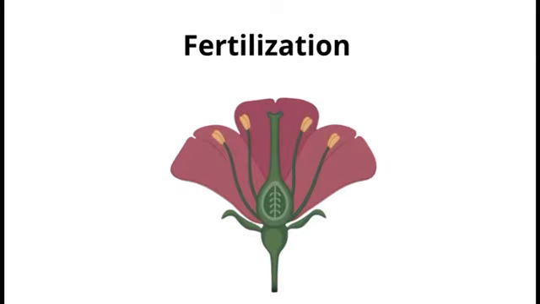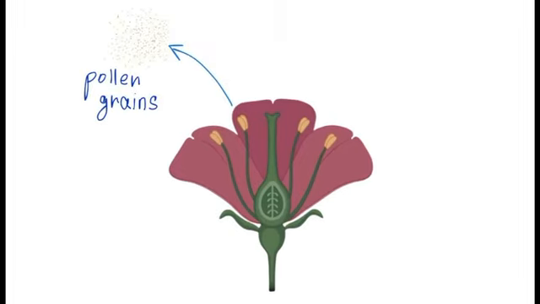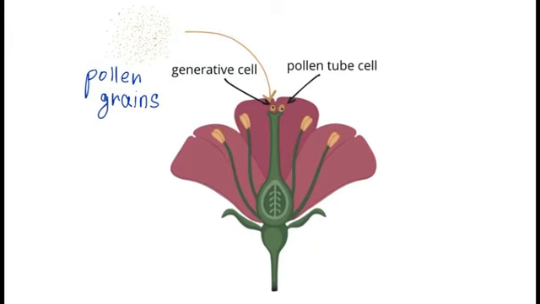And now let's talk about fertilization itself. First of all, we have a release of pollen grains from the anthers. Next, these pollen grains fall onto the female parts of the flower. And after pollen is deposited on the stigma, it must germinate and grow through the style to reach the ovule.